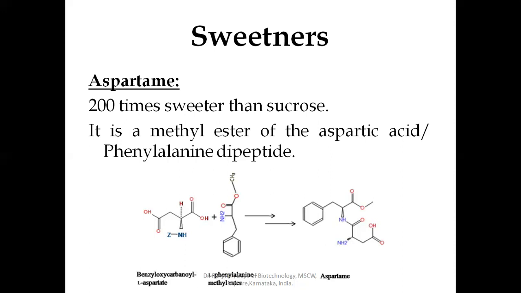In addition to this microbial fermentation, many methods for direct enzymatic synthesis and chemical synthesis are also reported for the synthesis of aspartame. So this is 200 times sweeter than sucrose, and it is a methyl ester of aspartic acid and phenylalanine dipeptide. So this can be produced by the combination of microbial fermentation and the synthesis. Apart from this, aspartame can also be produced by direct enzymatic synthesis, and chemical synthesis.